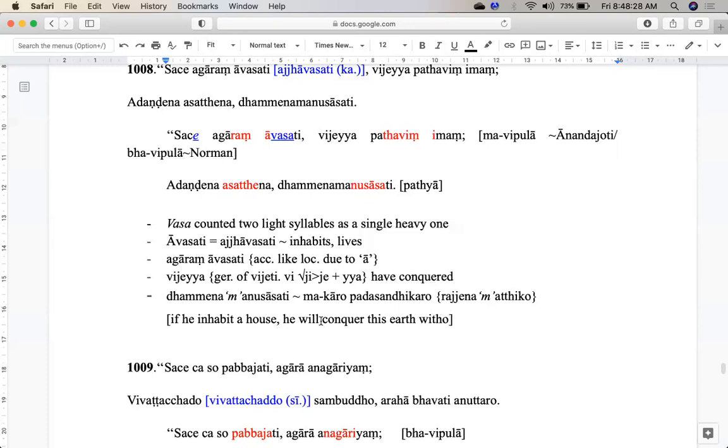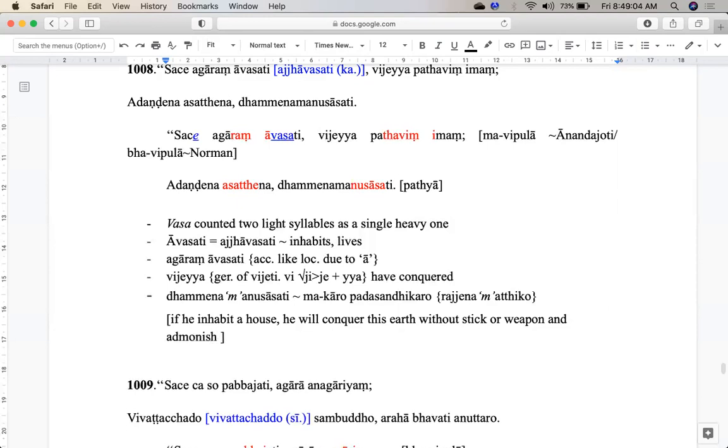So without, and so dhammena anusasati. So anusasati, admonish. He will admonish. So dhammena, righteousness, righteously. So he will conquer the earth and admonish righteously. Okay, any question about this one?